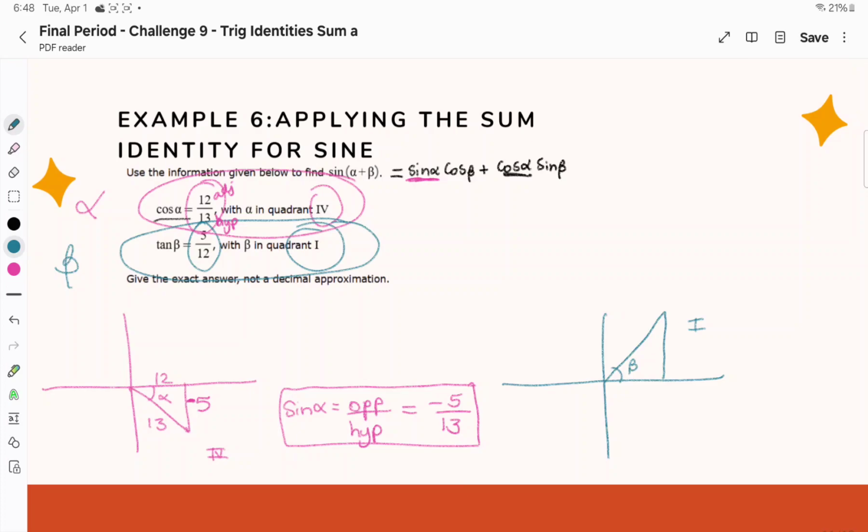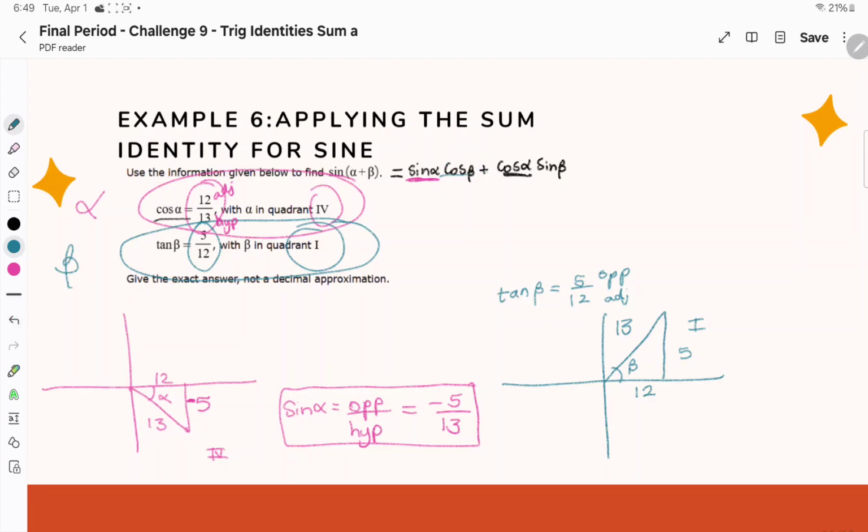But remember that the tangent is opposite over adjacent, right? So 5 is the opposite and the adjacent is 12. And how do I find the hypotenuse? Well, I'm going to use again the Pythagorean theorem. And if you do the Pythagorean theorem, you're going to get 13 on the hypotenuse, okay? I trust that you know how to do that. Now, I need to find the cosine of beta and the sine of beta, as I told you before.